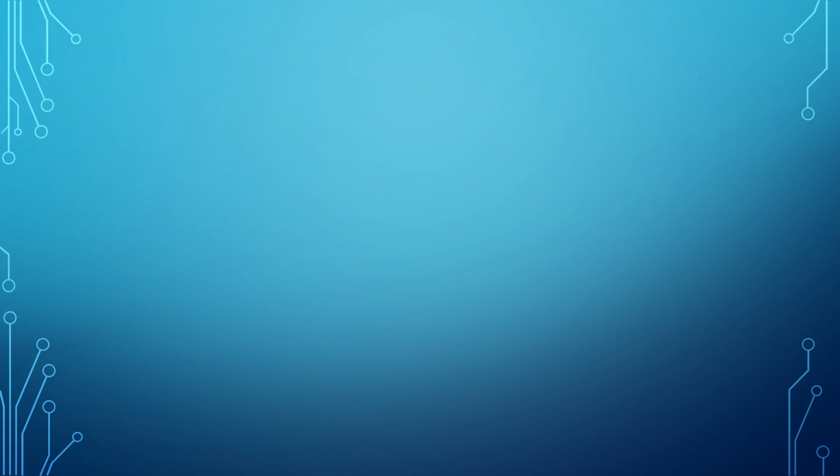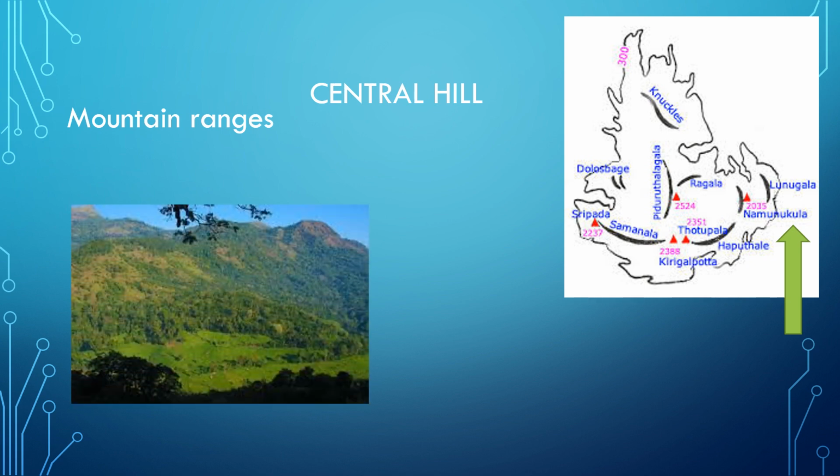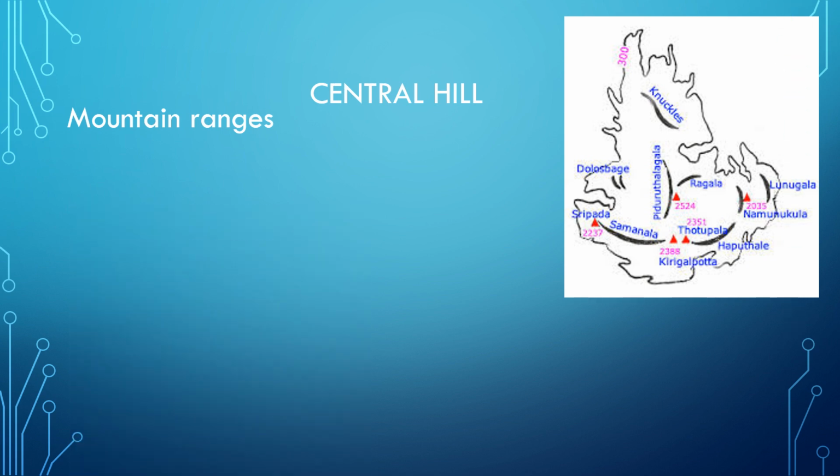Shall we see the topographical features in the central hills? First one is mountain ranges. Do you know what is the meaning of mountain ranges? A group of mountains standing together is called a mountain range. Examples: Namunukula, Knuckles.